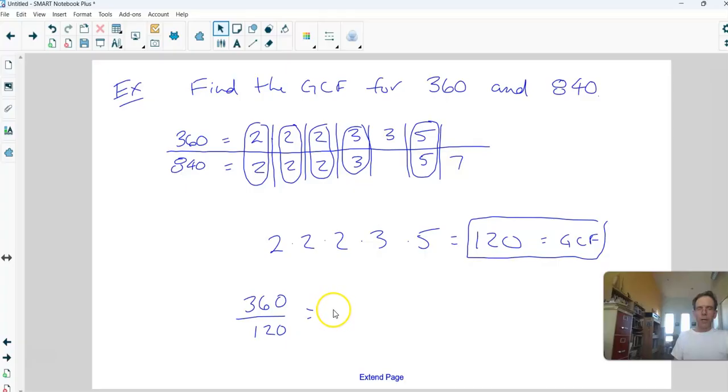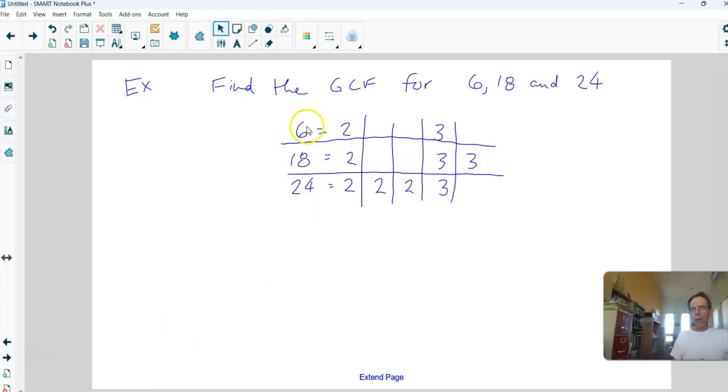So 360 divided by 120 is 3. 840 divided by 120, I don't know what that is. That is 7. In fact, it's interesting. It happens to be the extra number that you didn't circle. Can you see that? Okay. Anyway, let's move on. Let's do another one.